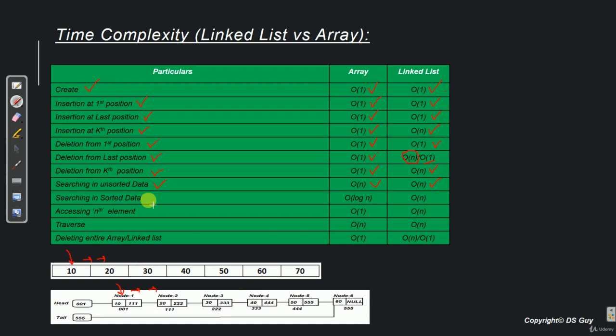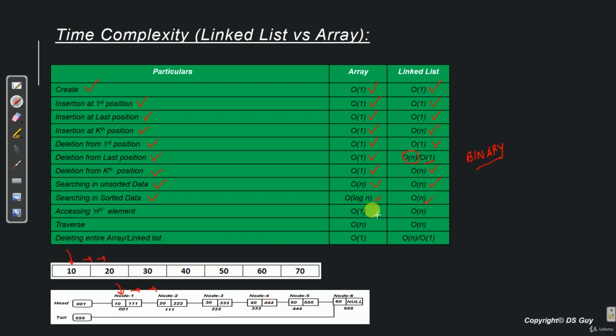Now in case of searching in a sorted data, the scenario becomes interesting. In case of an array, the time taken will be order of log n. How is that possible? That is possible using a search called binary search. Now how does this binary search work? Please check the videos titled binary search. But in case of a linked list, there is no such functionality. So again, linked list will suffer very badly here. So it will start from the first node and keep traversing till the last node to find the user desired value.